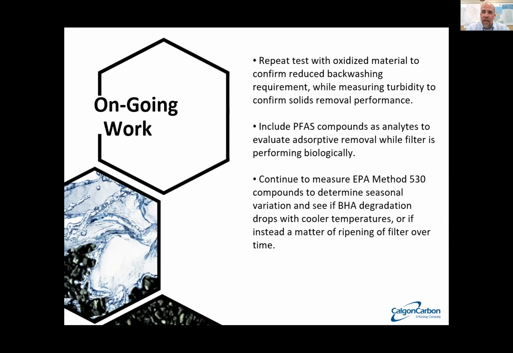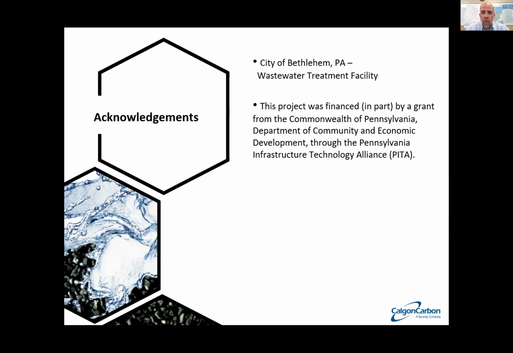On the ongoing work, like I said, we're going to repeat the test. It's already continuing. The grad student's back on site doing his part, and we'll see if we can hit this reduced backwashing requirement again. We're going to look at some other grain sizes, because frequently you apply an 8 by 16 or 8 by 20 material. Finally, we'll continue to look at these EPA Method 530 compounds, and we'll occasionally scan for some others to see if they pop up in the wastewater. And as I mentioned, PFAS compounds, that's something we're certainly going to look at.